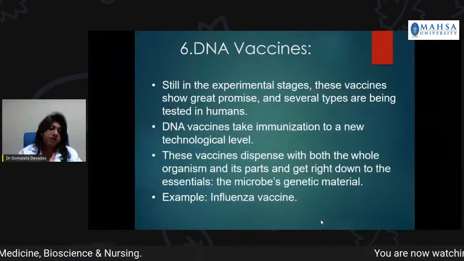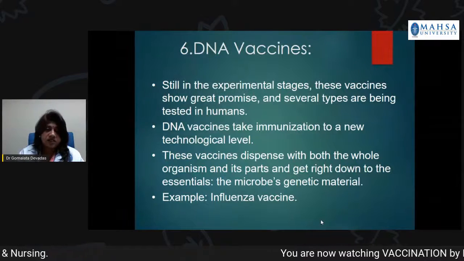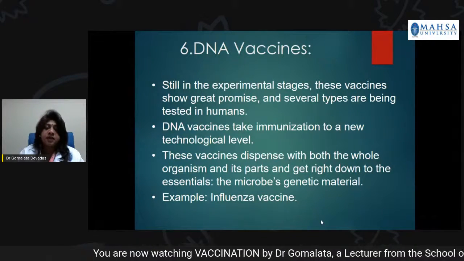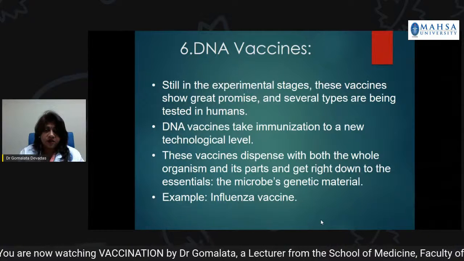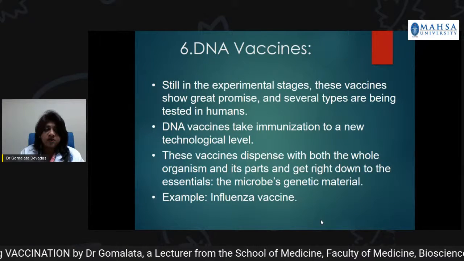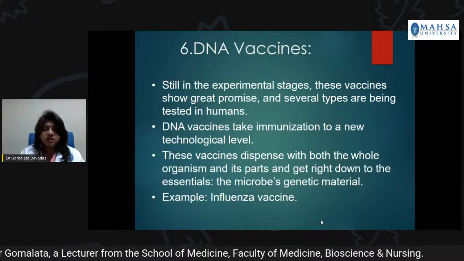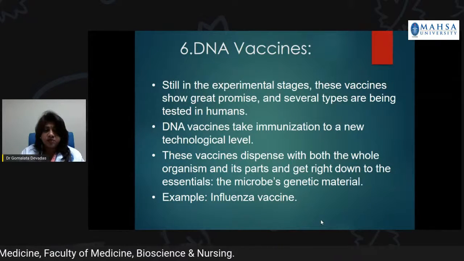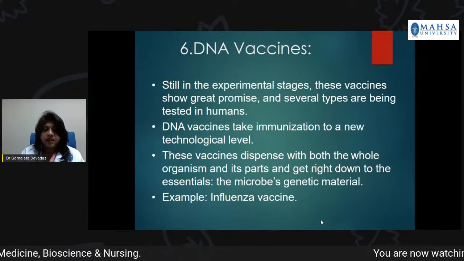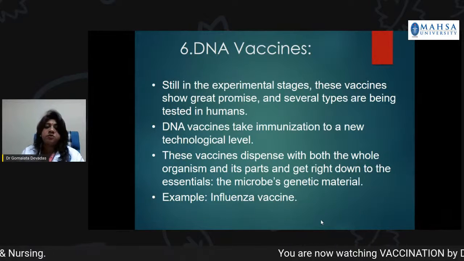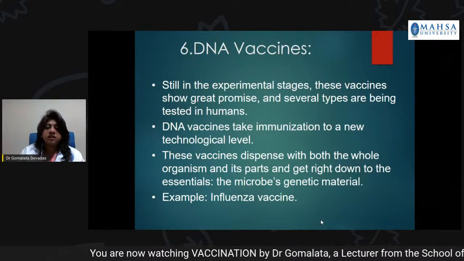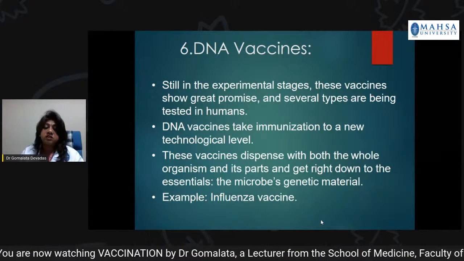And DNA vaccines. DNA vaccines are still in the experimental stage. These vaccines hold great promise, and several types have been tested in humans. DNA vaccines take immunization to new technology levels. These vaccines dispense with both the whole organism and its parts, and get right down to the essential genetic material of the microbes. An example of this vaccine is the influenza vaccine.